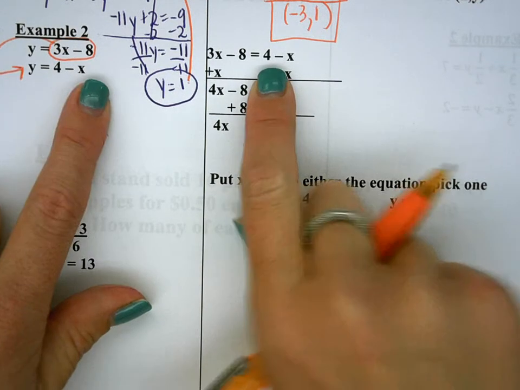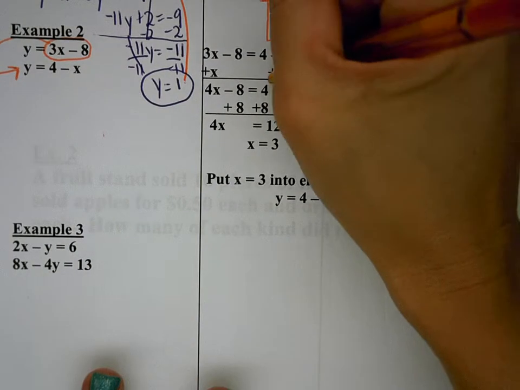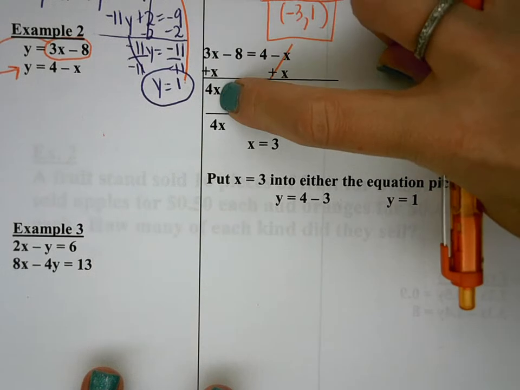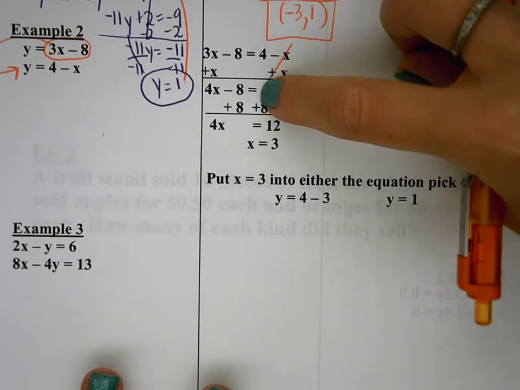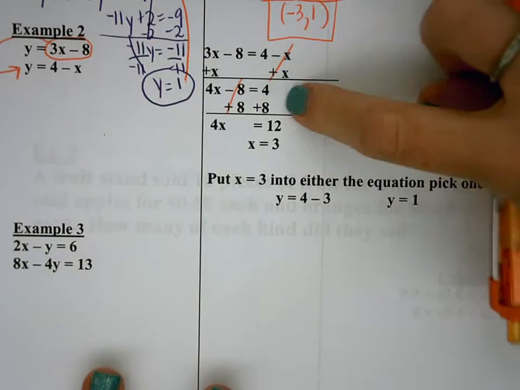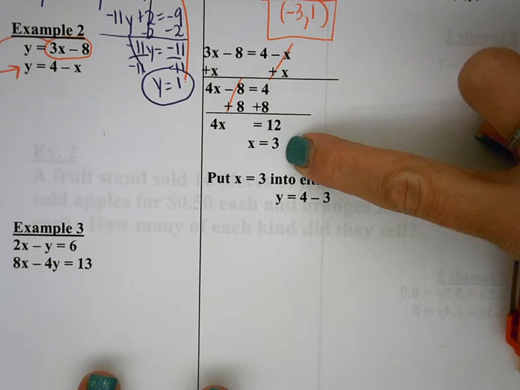And then you're going to move things around so that you can solve for x. So here they added the x's to both sides so that this side doesn't have x's anymore. 3x plus x is 4x, minus 8 equals 4. Then we add 8 to get all your numbers on the right. And so now you have 4x equals 12, which means x equals 3.